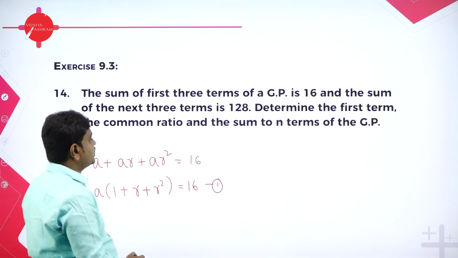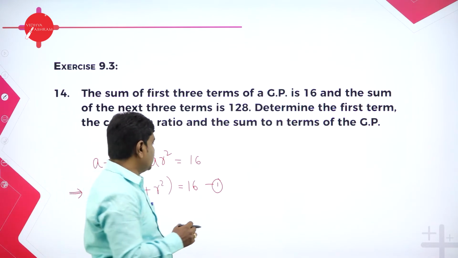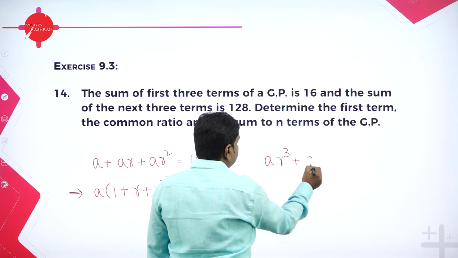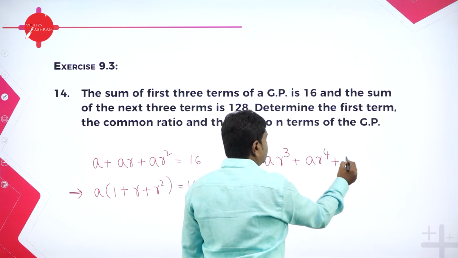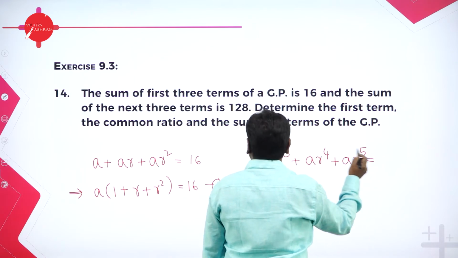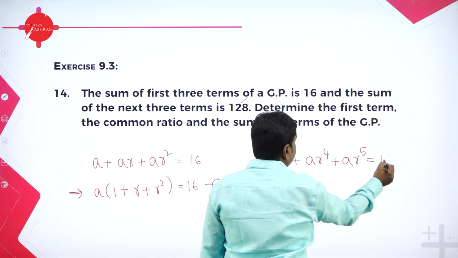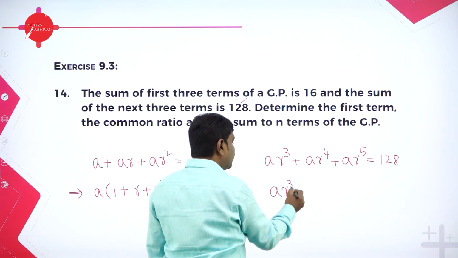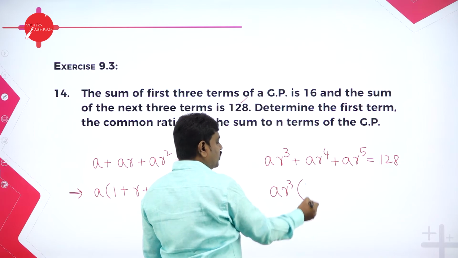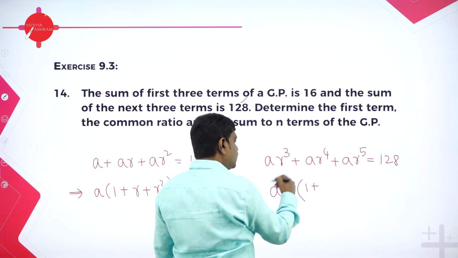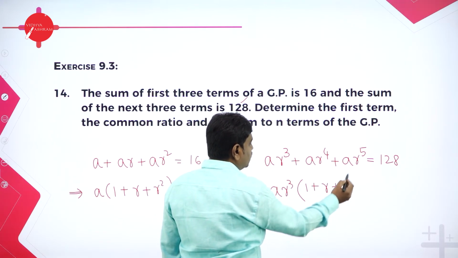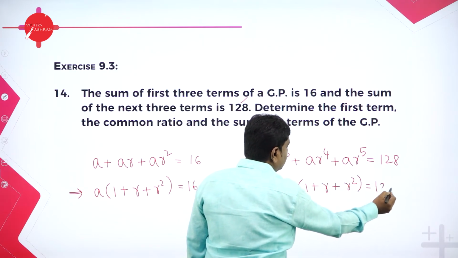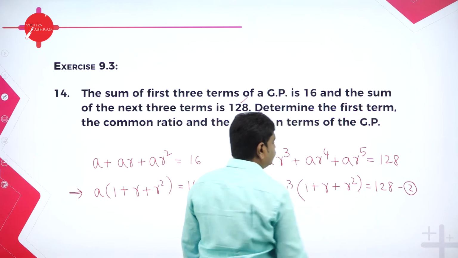Now they told sum of next 3 terms is 128. Next 3 terms means after AR square: AR cube, then AR power 4, then AR power 5. This is sum of next 3 terms, and they give 128. In this, I can take AR cube common. If I take AR cube common, it will be 1, and here A is gone, R cube is gone, one more R is there. So 1 plus R plus R square is 128. Call it equation 2.